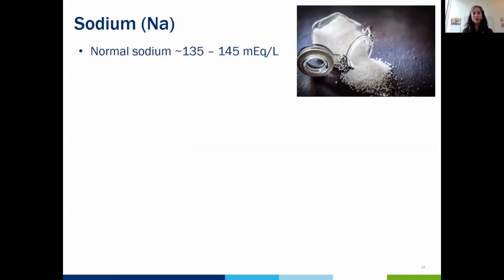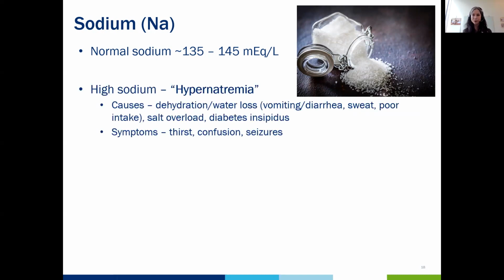The next most focused electrolyte, aside from the ones I mentioned already, is sodium. Sodium and water are, of course, also regulated by your kidneys and frequently talked about. Normal sodium levels are about 135 to 145. High sodium is referred to as hypernatremia. So common causes include dehydration.